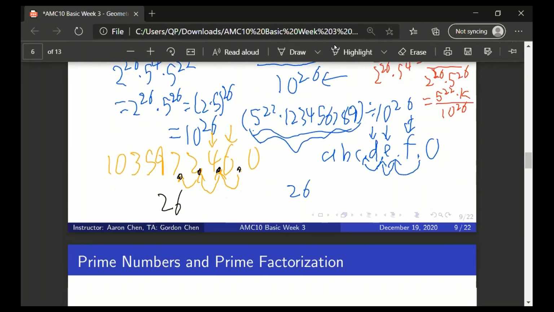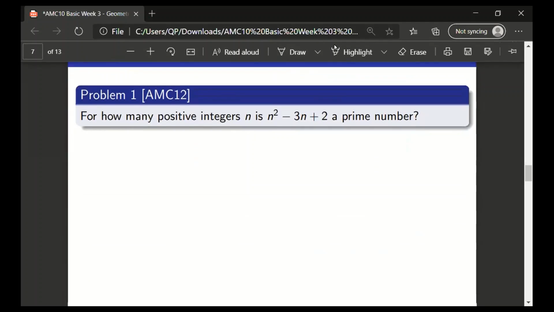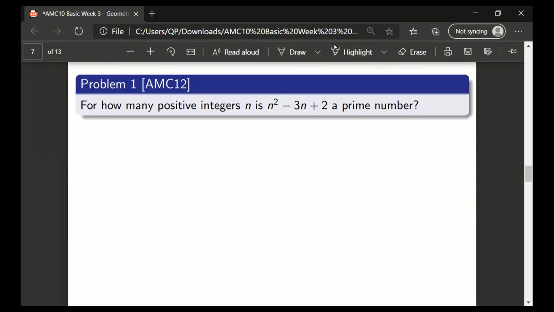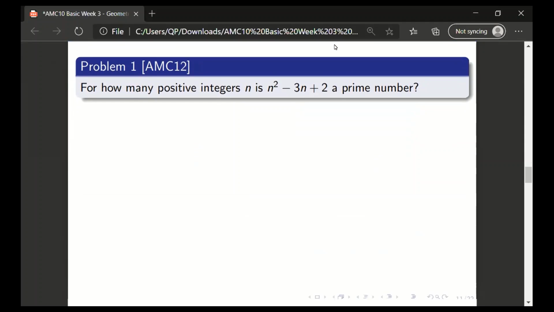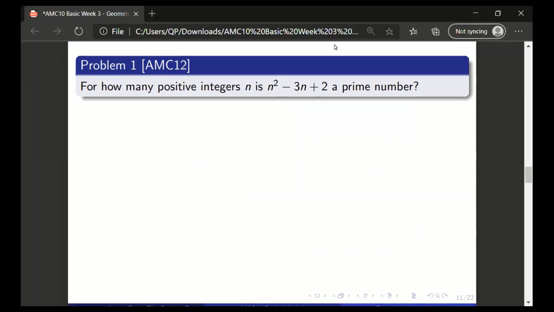All right, so let's move on to prime numbers and prime factorization. Just a quick review, a prime number is a number whose only positive factors are 1 and itself.